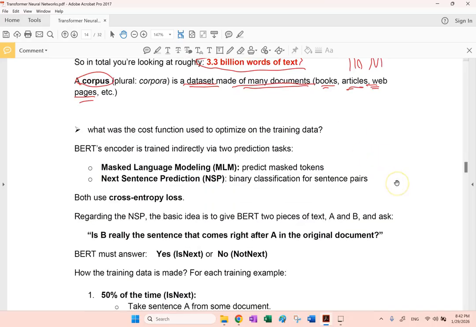Well, it was trained indirectly with two different prediction tasks. The first one that was given to it was called masked language modeling, or MLM. The second one was called next sentence prediction, or NSP. What does that mean? In MLM, you try to predict masked tokens.